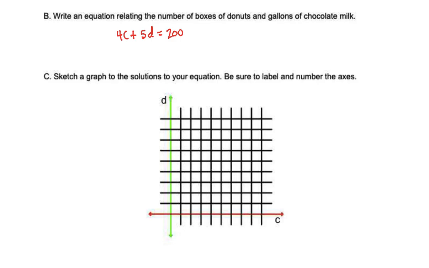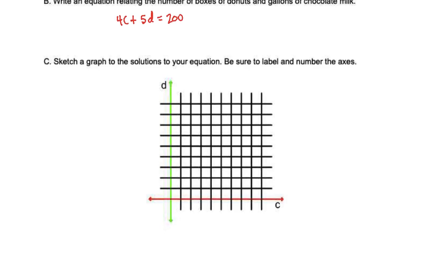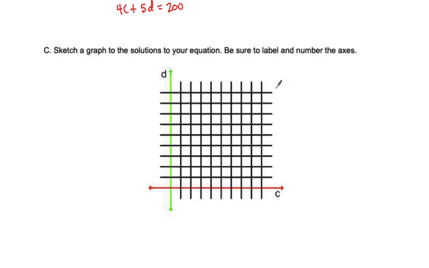Now, sketch a graph of the solutions to your equation. Be sure to label and number the axes. So they already tell us on the graph this is C, so this is chocolate milk. I do need to go ahead and label it chocolate milk. And this one is donuts.